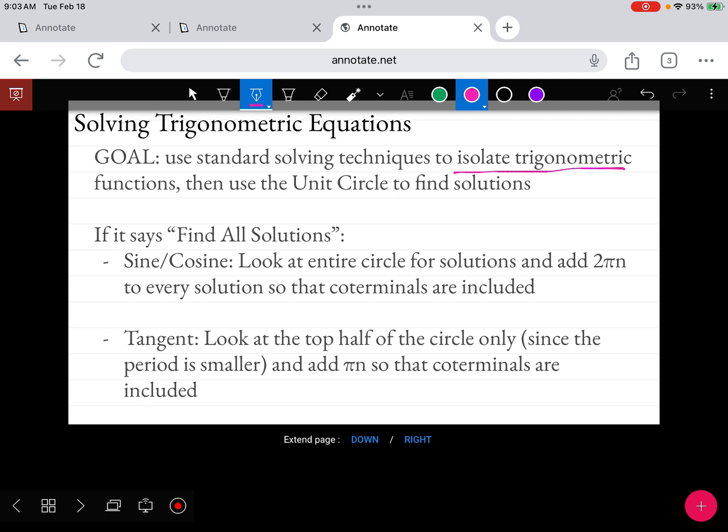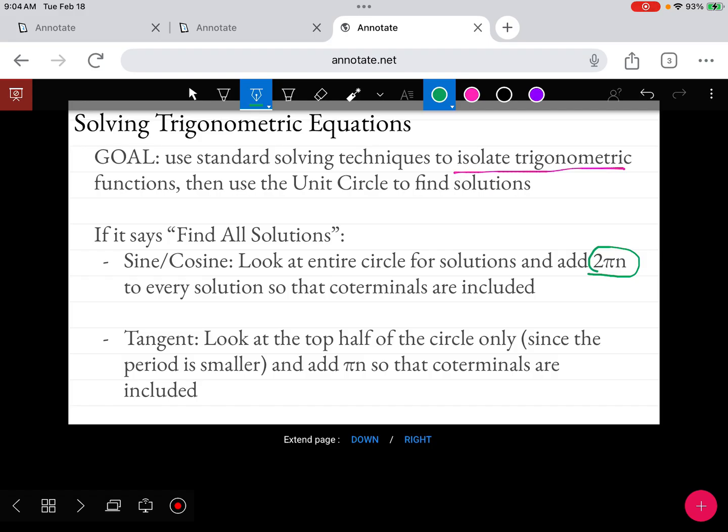When it says find all solutions, that means I need to include coterminal angles as well. So when we're looking at sine and cosine, we're going to be adding plus 2 pi n so that we can get our coterminal solutions included.